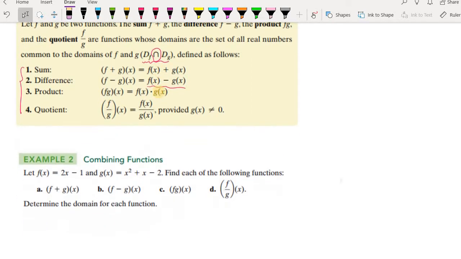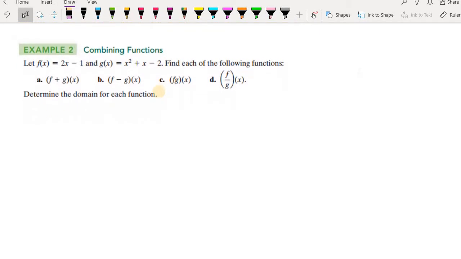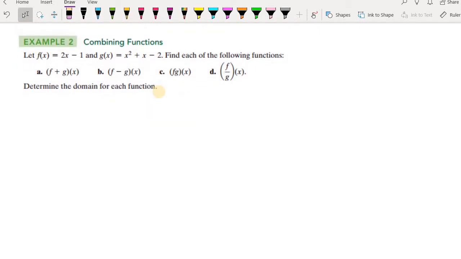Let's look at an example and hopefully it will make sense to you. Example 2: we have f of x equal to 2x minus 1 and g of x equal to x squared plus x minus 2. Find each of the following functions. For part A, we're looking for the sum. If you go back and look at the definition, that just means f of x plus g of x.